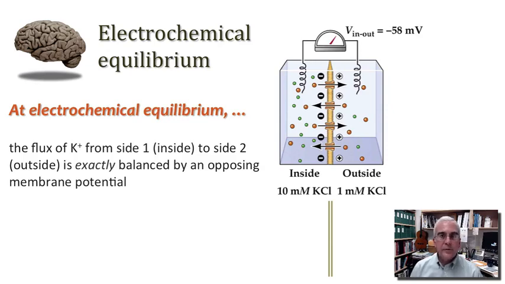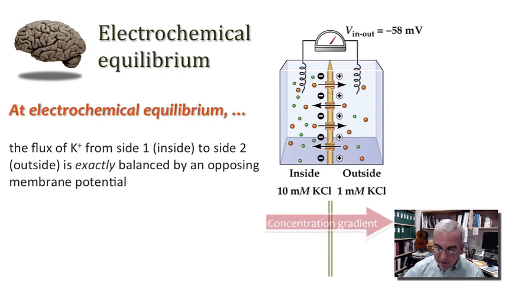So when we establish electrochemical equilibrium, we have achieved a state at which the flux of potassium ions from one side of this membrane to the other side is exactly balanced by an opposing membrane potential. This is in fact the definition of equilibrium. So let me repeat myself and try to make this even more clear to you. As potassium diffuses down its concentration gradient, an electrical force builds up that is exactly equal and opposite to the strength of the chemical gradient.